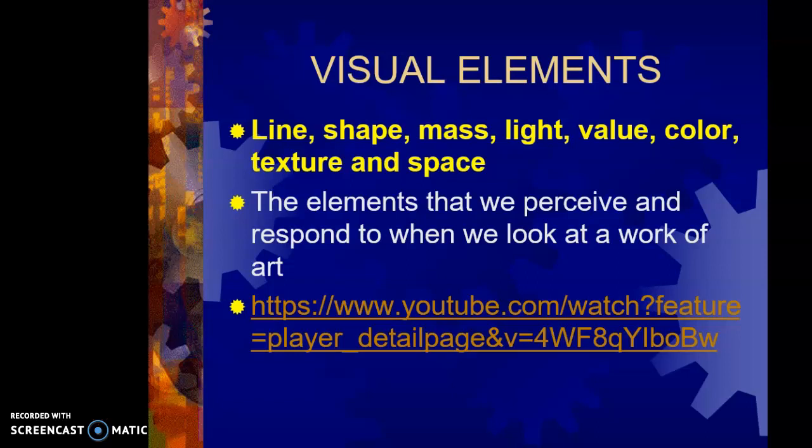Okay, so the elements listed here are line, shape, mass, light, value, color, texture, and space. The elements that we perceive and respond to when we look at a work of art. So this is what you're going to be looking at when you're basically observing a piece of art, and it can be any type of art.